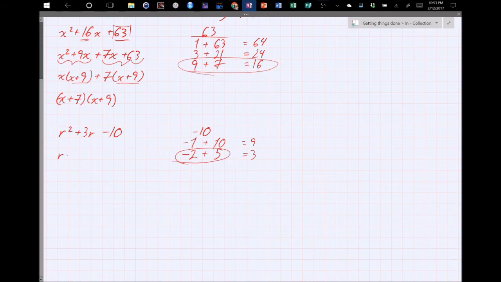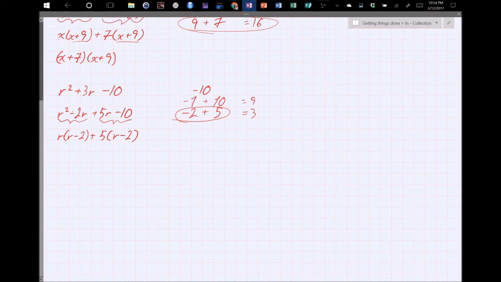So now I'm going to rewrite. I have r squared minus 2r plus 5r minus 10. Once again, I'm looking at these pairs. I'm going to take the GCF out. R minus 2 plus 5 times r minus 2. And order doesn't matter. If I were to have flopped these, so it's r squared plus 5r, 2r minus 10, it's still going to work.